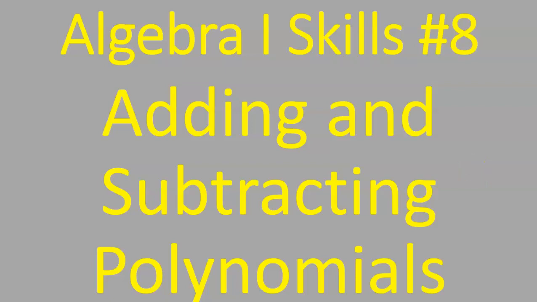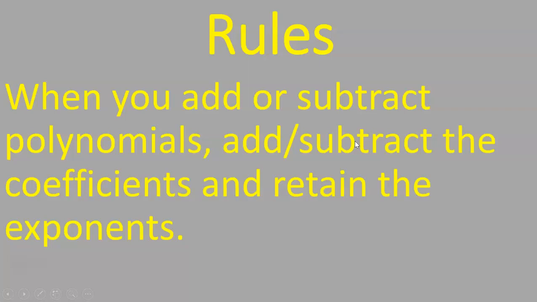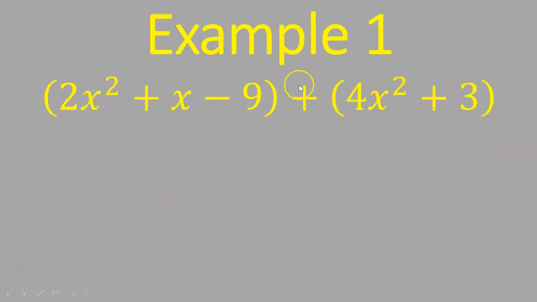Algebra 1 skills number 8, adding and subtracting polynomials. Okay, so the rules here are when you add or subtract polynomials, you don't add or subtract the exponents, but you retain the exponents. We don't change our exponents at all. So example here, we have a couple algebraic expressions or polynomials.